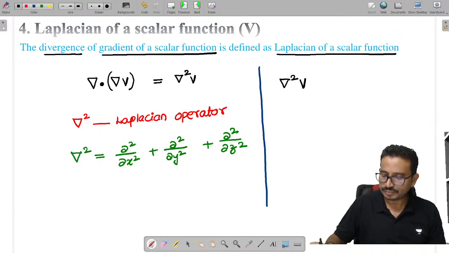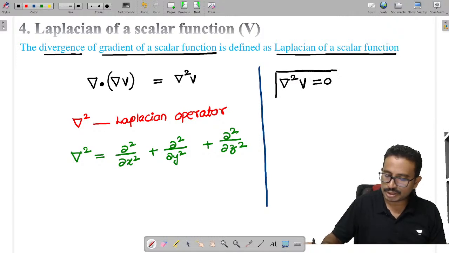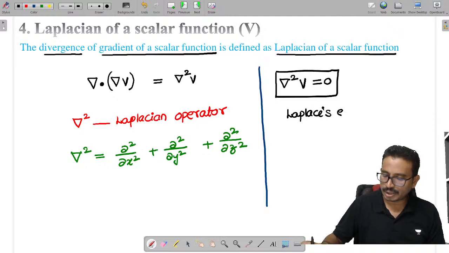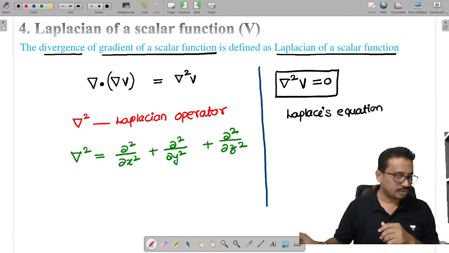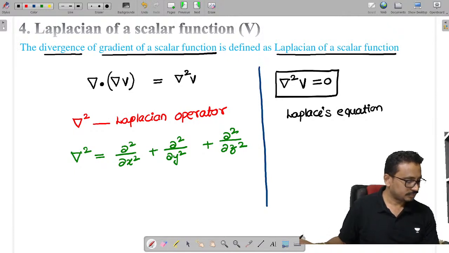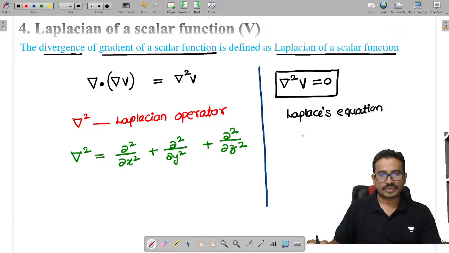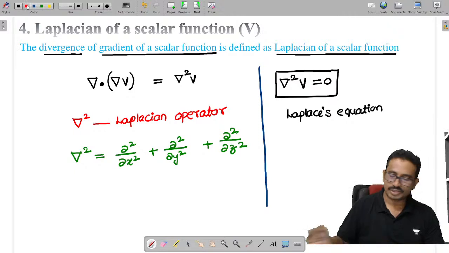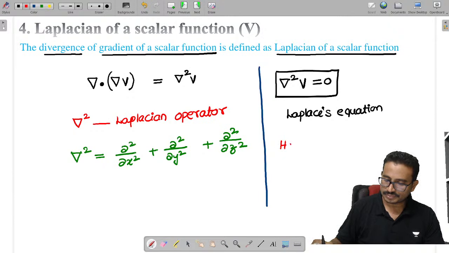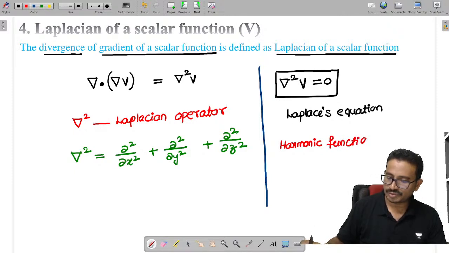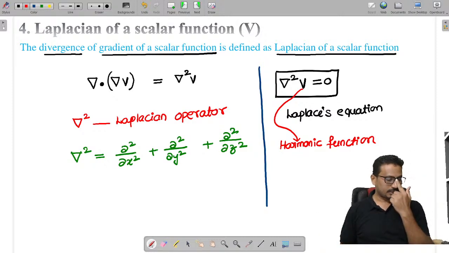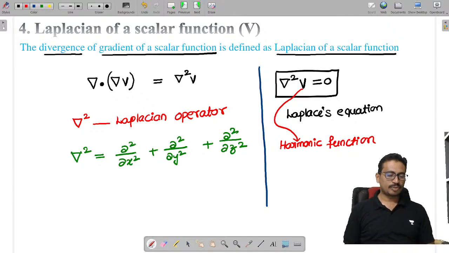Del square V equal to 0 is called the Laplace equation. Now, if any function satisfies the Laplace equation, then that function is called a harmonic function. Here this V is called a harmonic function.